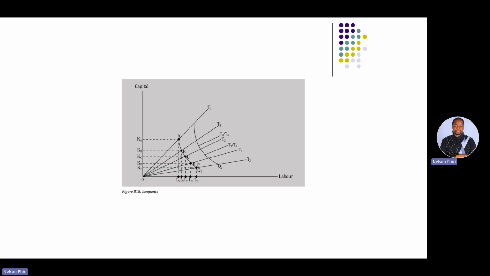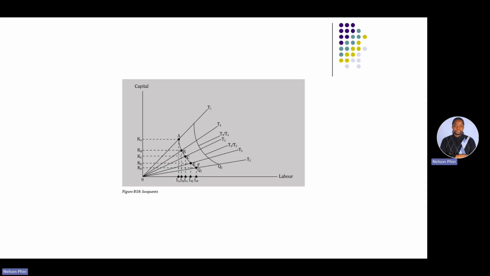So there we have a locus of points A, B, C, D that shows us different uses of capital and labor, but that gives us the same output. So we term that an isoquant. An isoquant is a two-dimensional representation of technology, defined by a specified combination of capital and labor and a unique level of output.